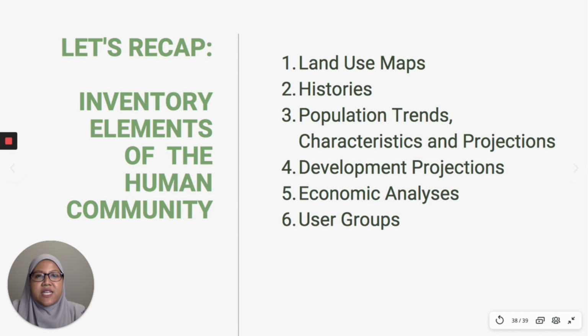So we have covered 6 inventory elements of the human community. Now let's recap. Number 1, land use maps. 2, histories. 3, population trends, characteristics and projections. 4, development projections. 5, economic analysis. And 6, user groups. So in the next series of lectures, we will look into how we will then analyze the biophysical environment with the human community aspects and conduct suitability analysis to find out how we might propose different plans for a place.